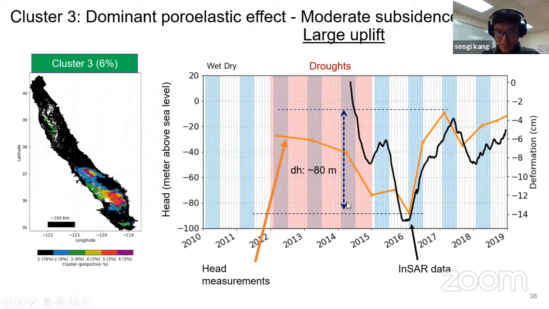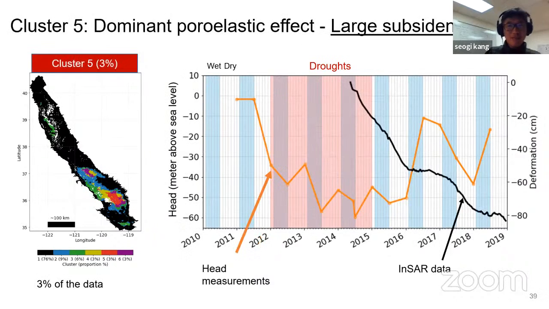I want to emphasize that the head recovery between 2006 and 2018 was 80 meters, and there was no known recharge event. So it's what's called in-lieu recharge. People probably just stopped pumping, and that was the amount of recharge that we were able to obtain, which is a really interesting part.